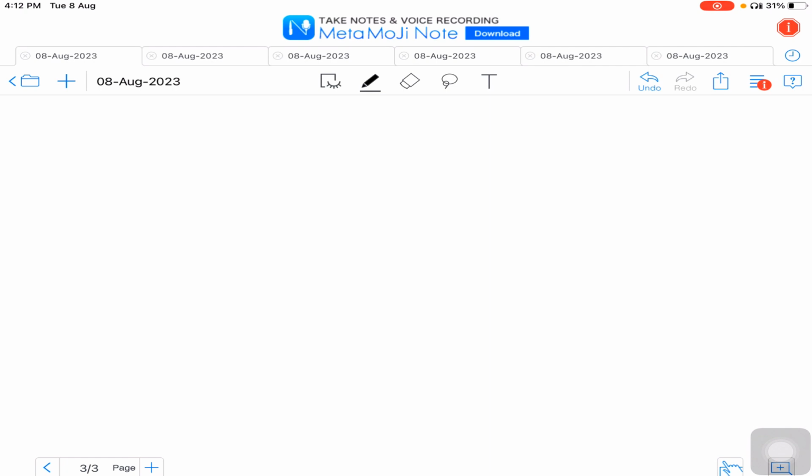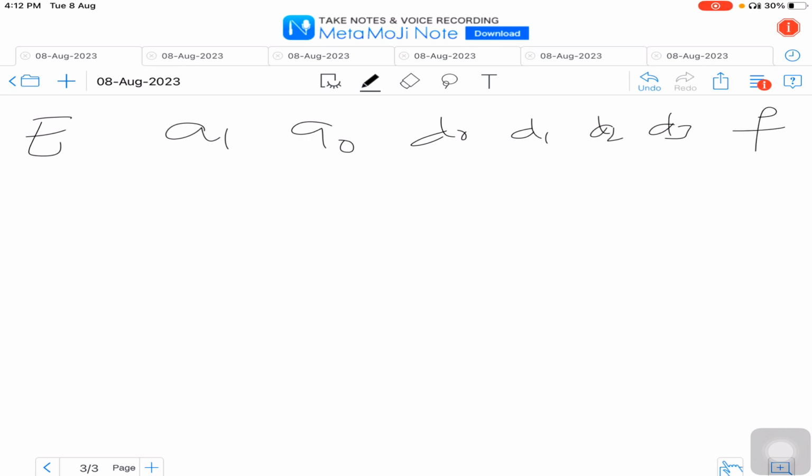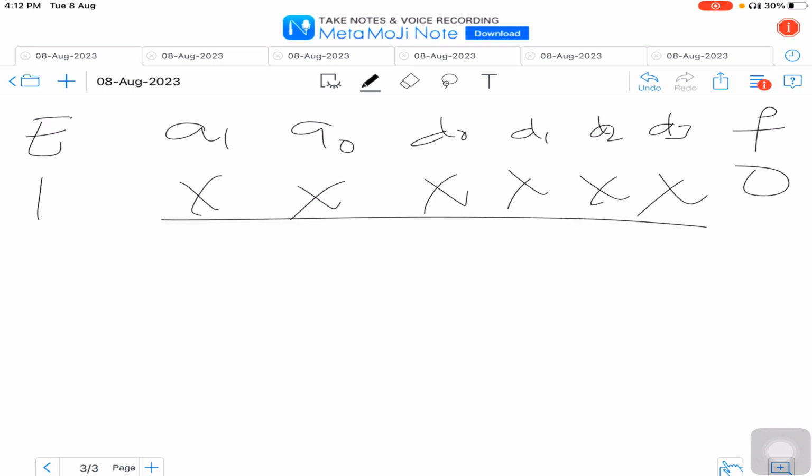So, it has enable E and the two lines A1 and A0, then the inputs D0, D1, D2, D3 along with the output F. Whenever the enable is 1, regardless of the inputs, the output will be 0. That's why we are representing the inputs as X. That means whatever the input, if the enable line is 1 in your MUX, the output will always be 0. Next, let us take 0 and 0.